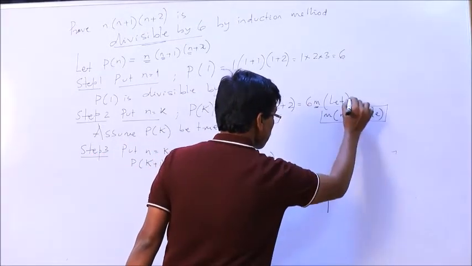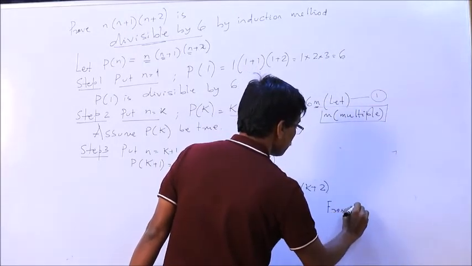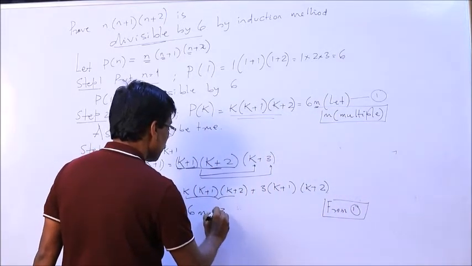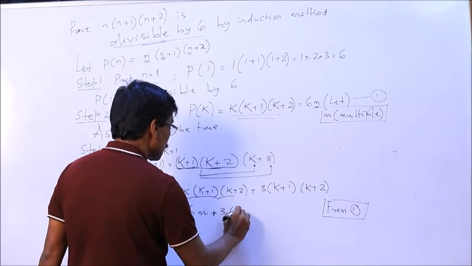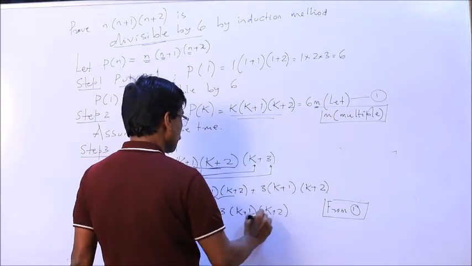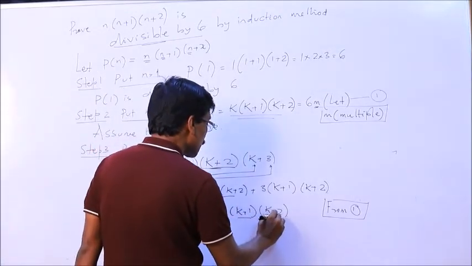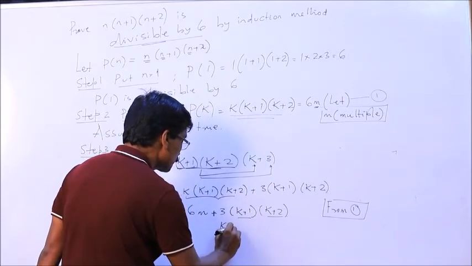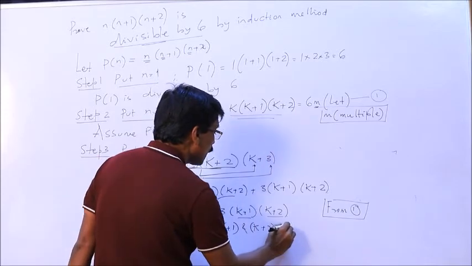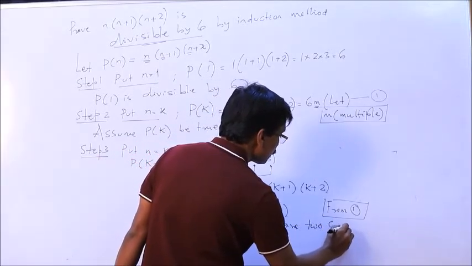from equation 1. Plus 3 into k plus 1 into k plus 2. Now, k plus 1, k plus 2 are two consecutive terms.